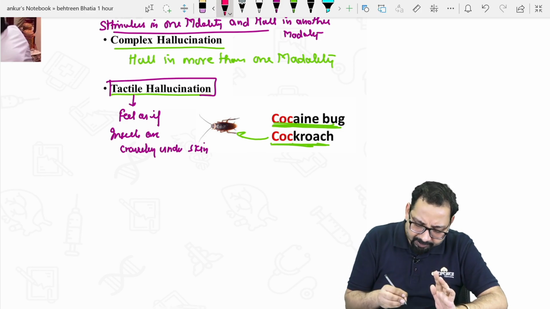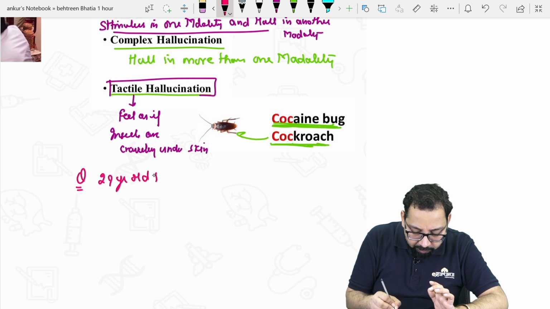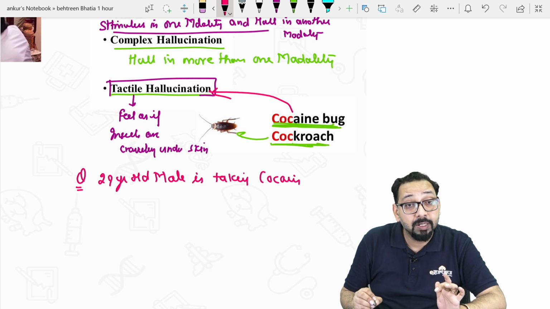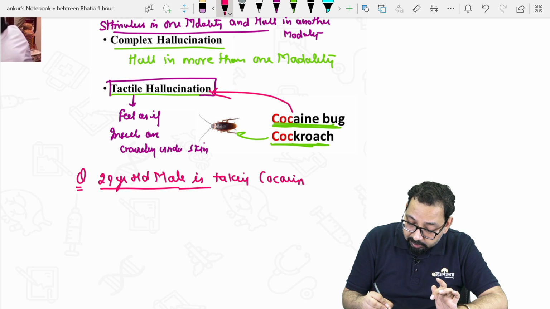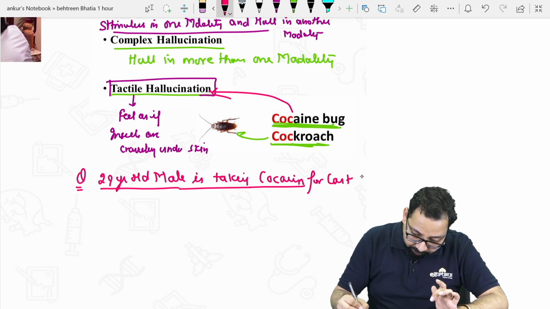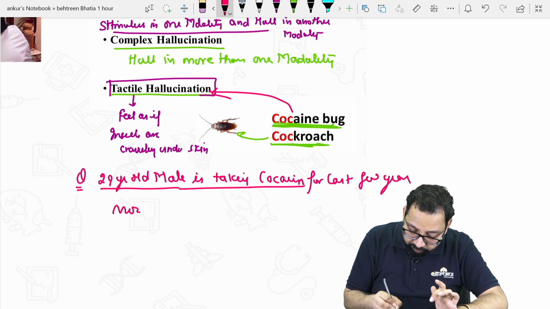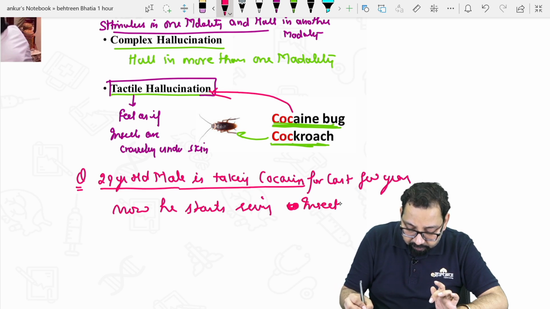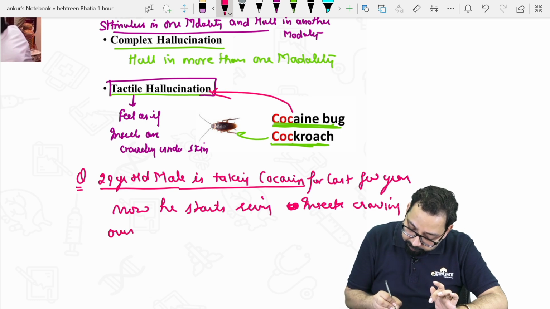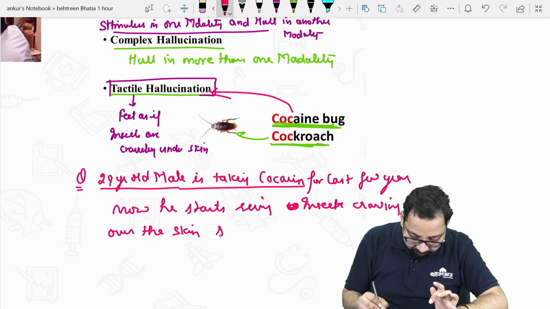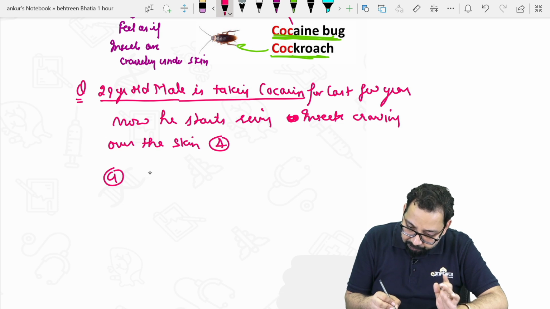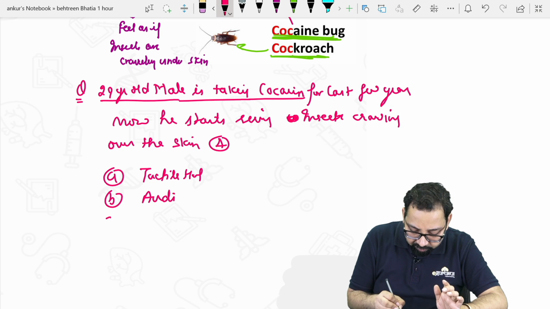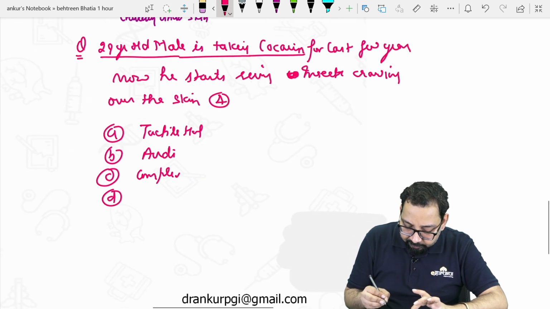Tactile hallucination, a frequently asked question. There is a question: a 29-year-old male is taking cocaine. Yes, cocaine is very commonly associated with tactile hallucination. The male has been taking cocaine for the last few years. Now he starts seeing insects crawling over the skin. Diagnosis is: option A, tactile hallucination; option B, auditory hallucination; option C, complex hallucination; option D, visual hallucination.